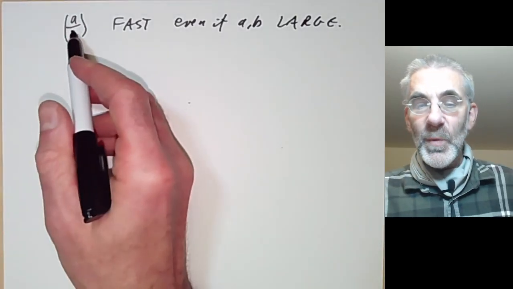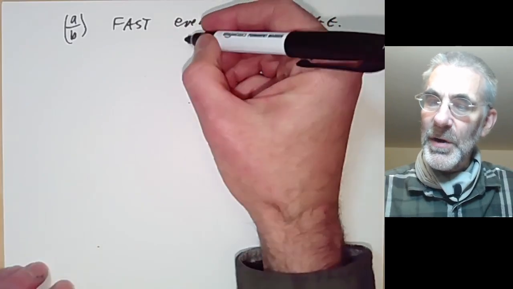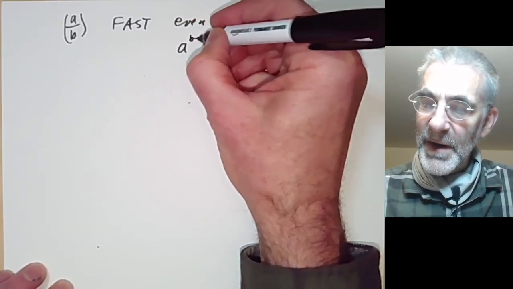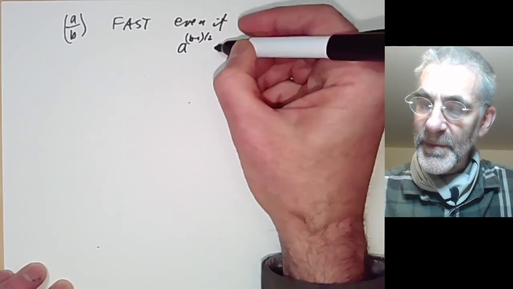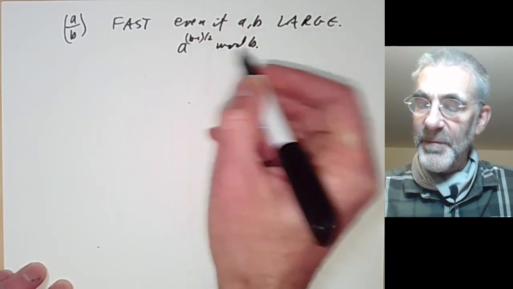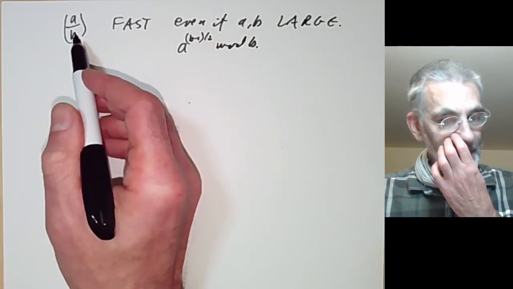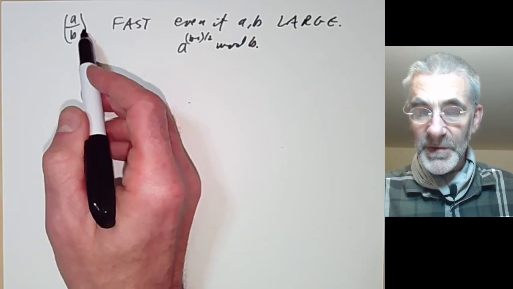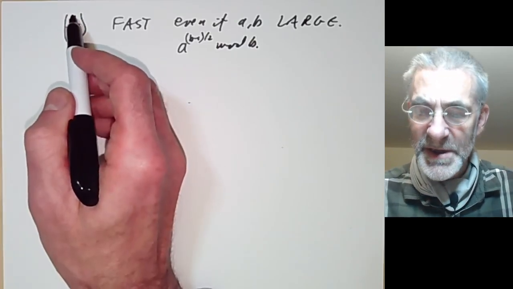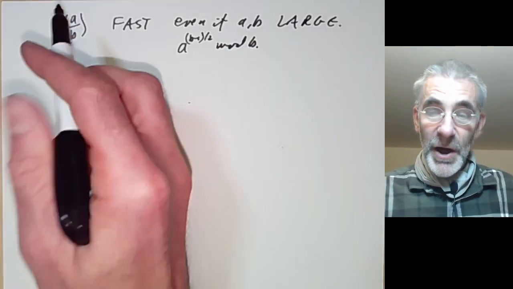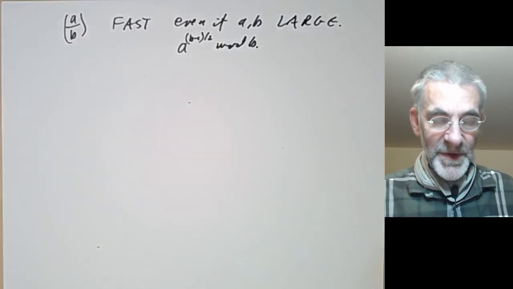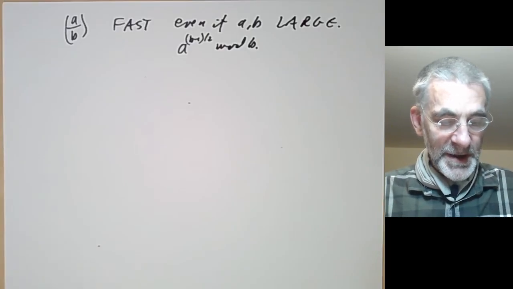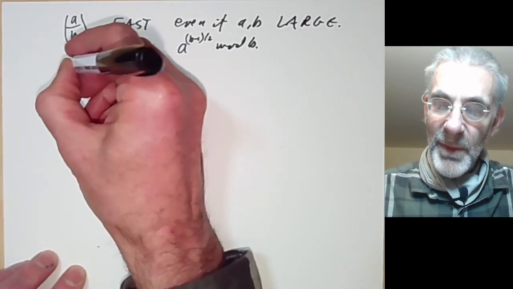Secondly, we could work it out reasonably fast using Euler's identity, which says that (A/B) is equal to A to the (B minus 1)/2 mod B, at least if B is prime. And thirdly, we saw that we could work it out using the reciprocity law for the Legendre symbol, except that involved factorising A. And the Jacobi symbol means we can do the same thing, except we don't need to factorise A.